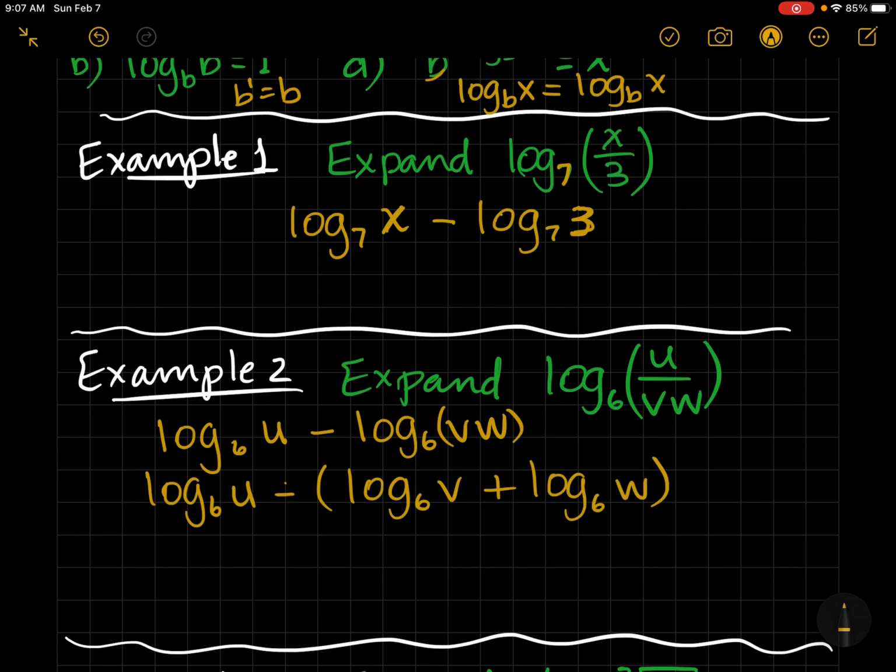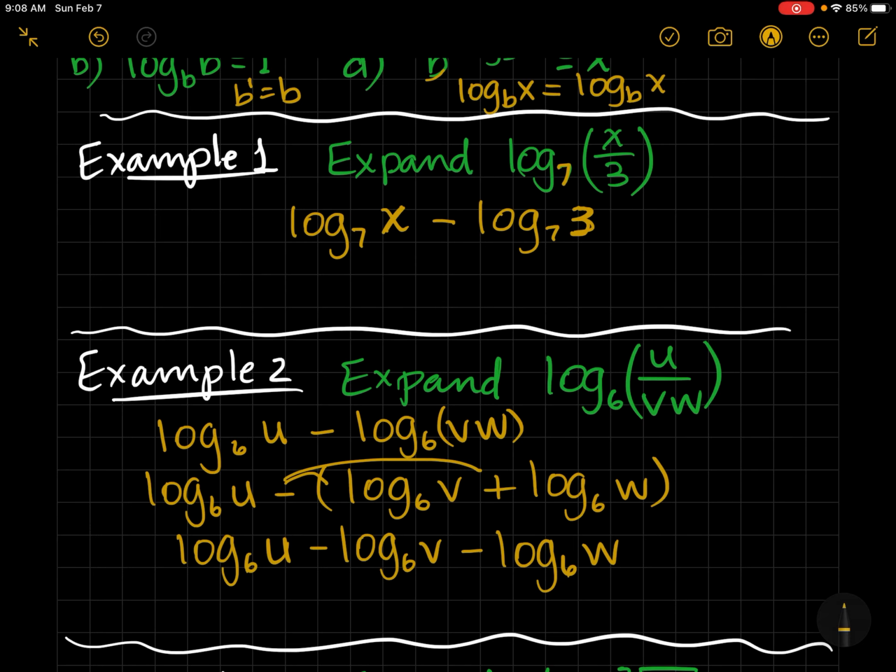And now we distribute the negative sign, and we get log base 6 of U minus log base 6 of V minus log base 6 of W. And I always have students that mess this sign up right here. One way you can always remember it is everything in the numerator is positive and everything in the denominator is going to end up negative. So notice that the U part is positive, the V part is negative, and the W part is negative.